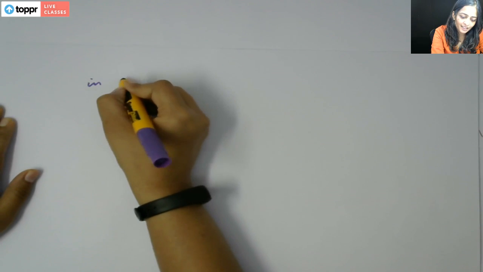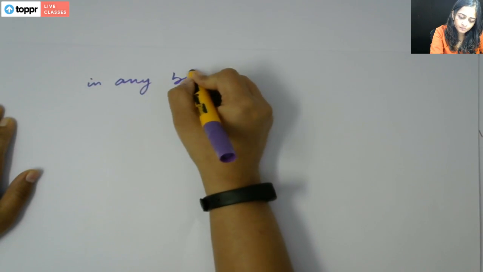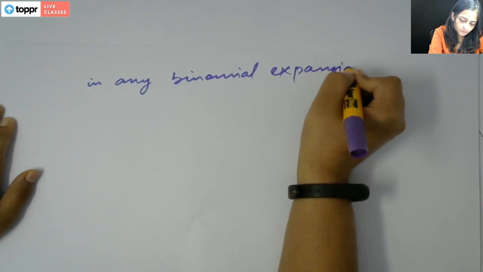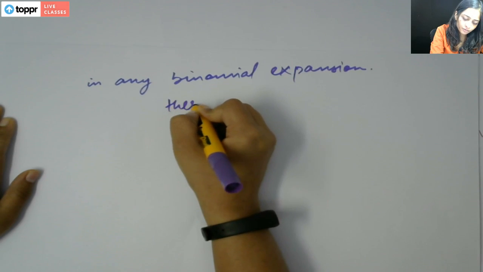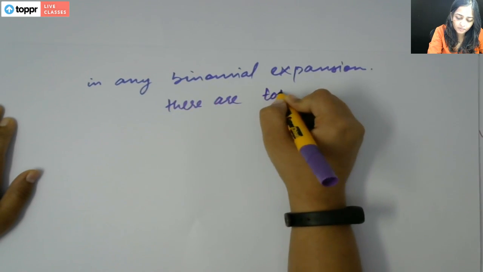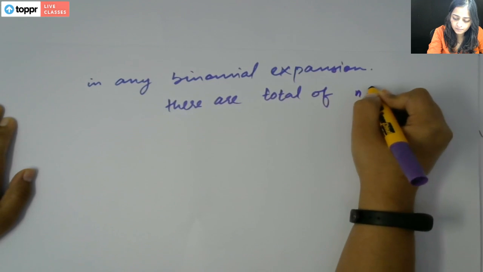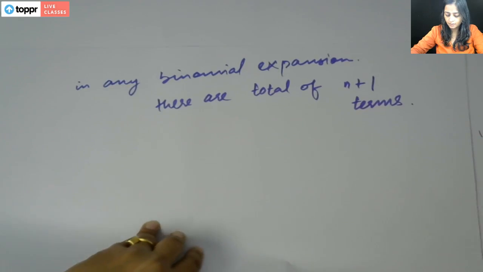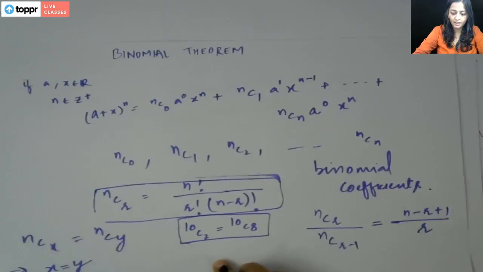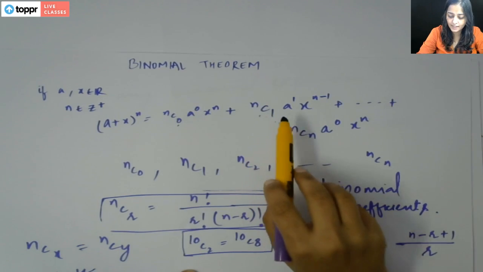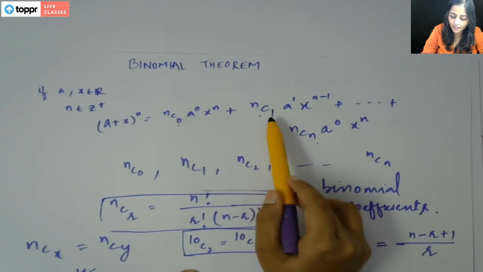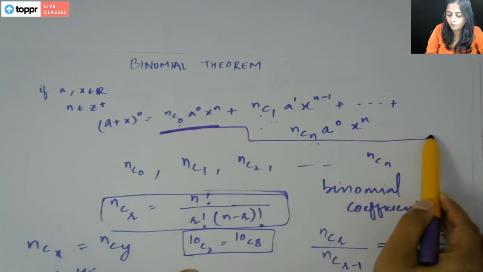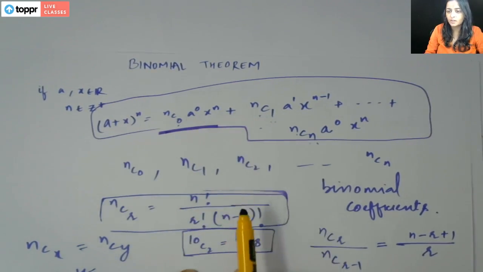In any binomial expansion, there are a total of n plus 1 terms. As you have seen here, we started with nC0, then nC1 till nCn. So starting from 1 till n, these are the n terms, and this is one more extra term. So the total number of terms in this expansion is n plus 1.